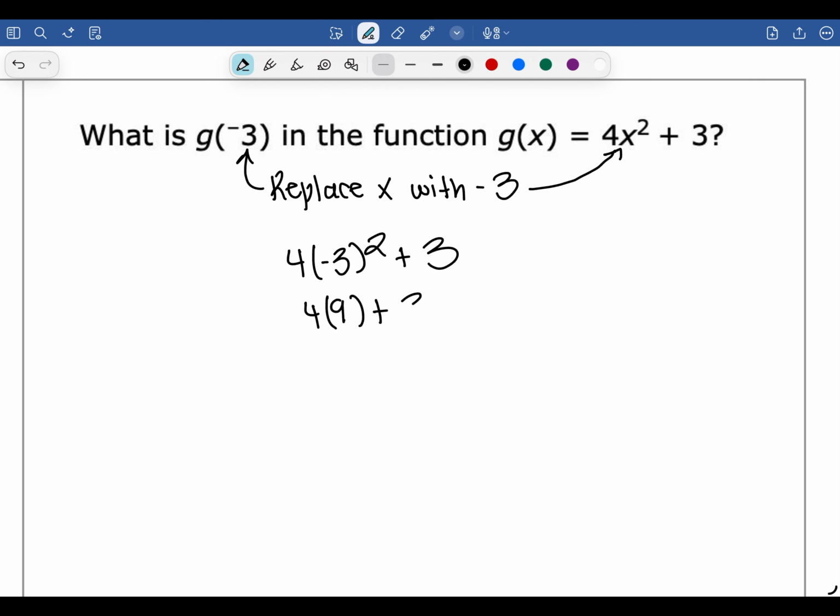And I bring everything else down. Okay, so when I multiply that, 4 times 9 will give me 36. And then I bring my plus 3 down. And then 36 plus 3 is 39. So the answer for example 2 is 39. Now let's move to example 3.